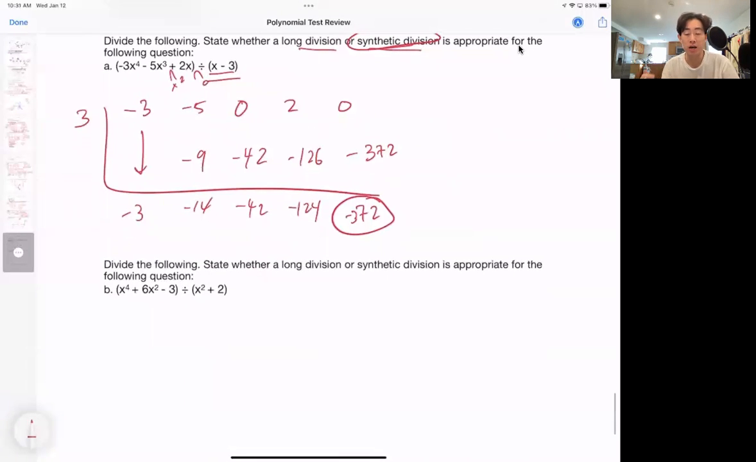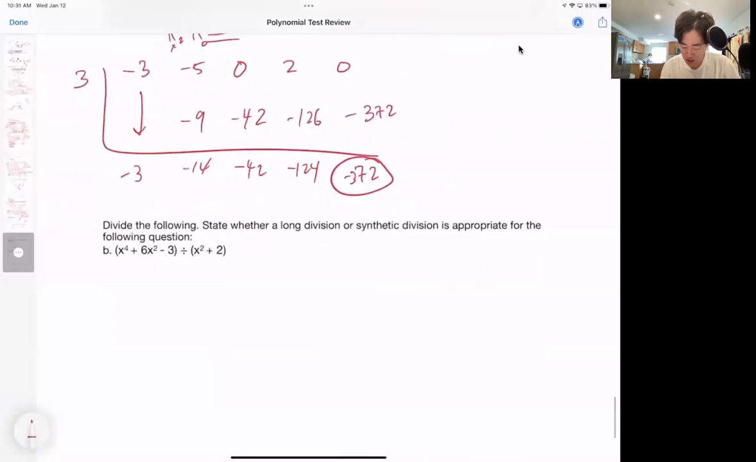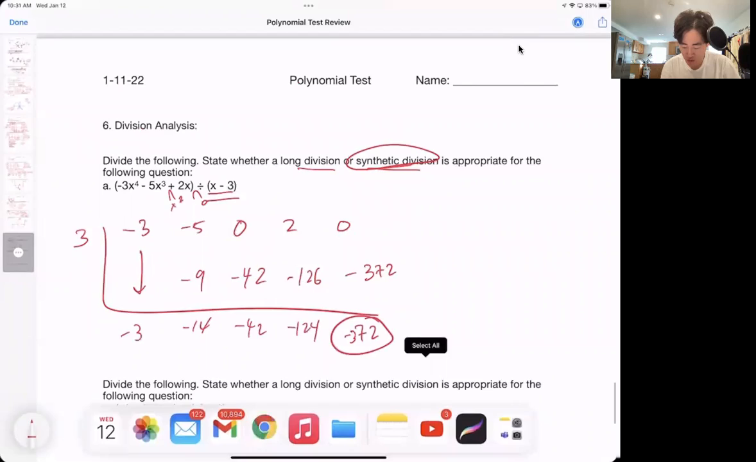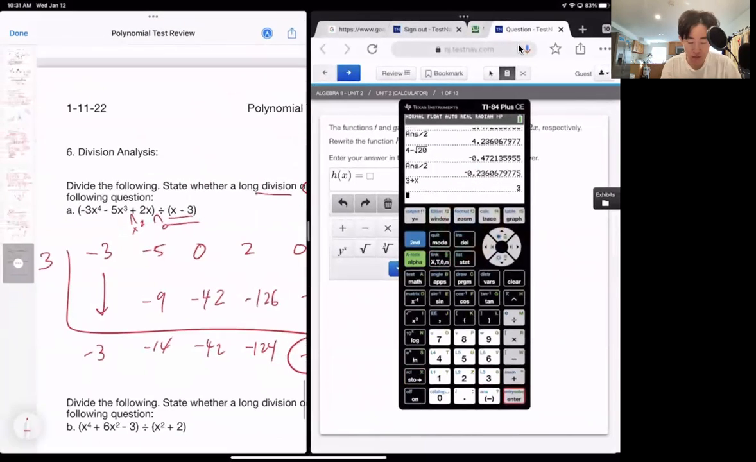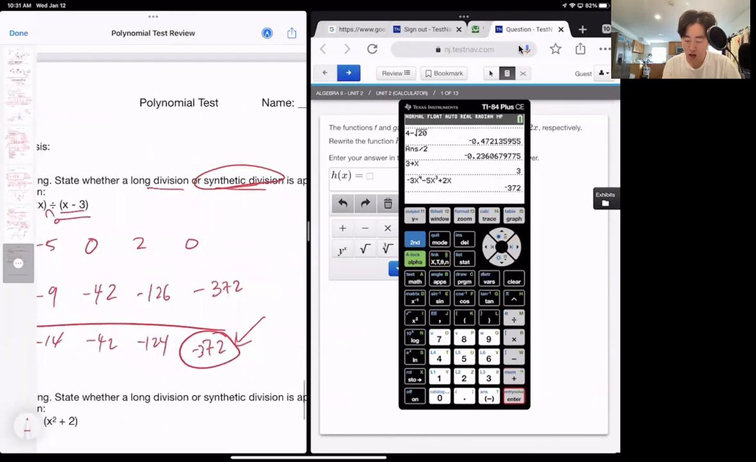And let's see, verify if this makes sense in here. You can use your calculator to actually verify this for you. So I'm going to store 3 into the x as if I'm doing the remainder theorem. Then type in the equation and see if I get the same thing. Oh, there we go. So we get -372 as our result. So that should be our remainder, in which what we get is true.